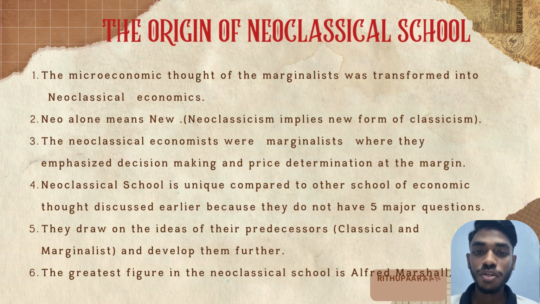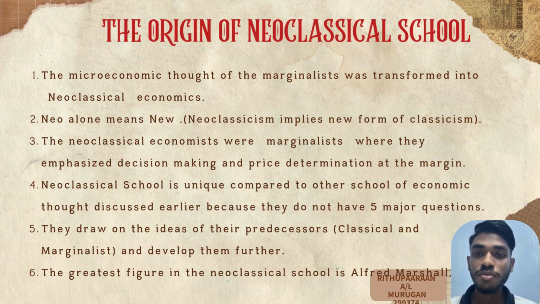Now we look at the origin of neoclassical school. The microeconomic thought of marginalists was transformed into neoclassical economics. Neo means new, which means neoclassicism implies a new form of classicism. The neoclassical economists were marginalists in the crucial sense that they emphasized decision making and price determination at the margin. Neoclassical school is quite unique compared to other schools of economic thought discussed earlier because they did not have 5 major questions. They drew on the ideas of their predecessors, classical and marginalists, and developed them further. The greatest figure in neoclassical school is Alfred Marshall.